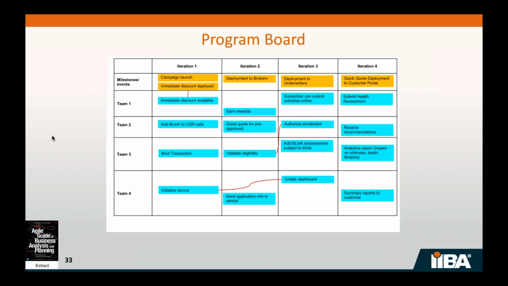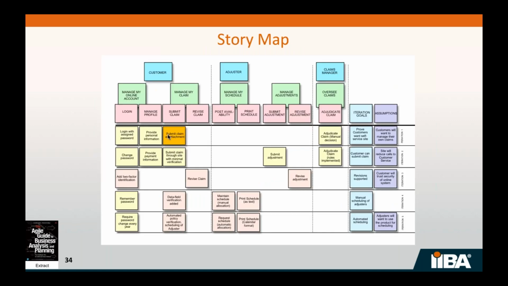On the next slide here, I have a program board. This is an artifact that comes out of SAFe, and it's very, very similar to what you saw earlier. Each iteration, we're showing what's going to be accomplished, but I'm breaking it down now by team so we know which team is going to be delivering which of those features or stories. And we have these little red strings here that are meant to show dependencies between items.